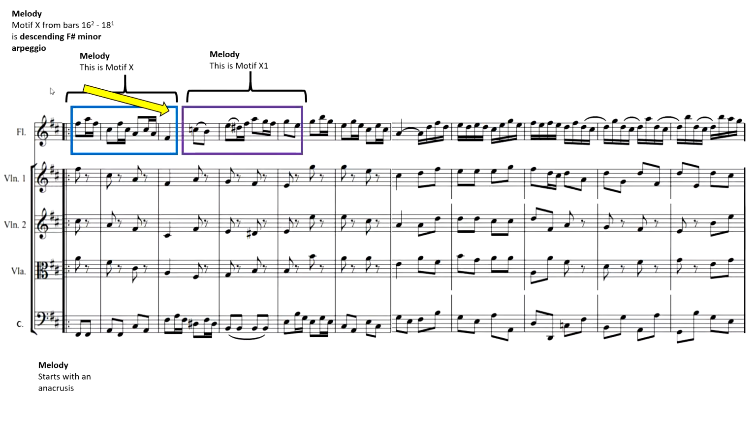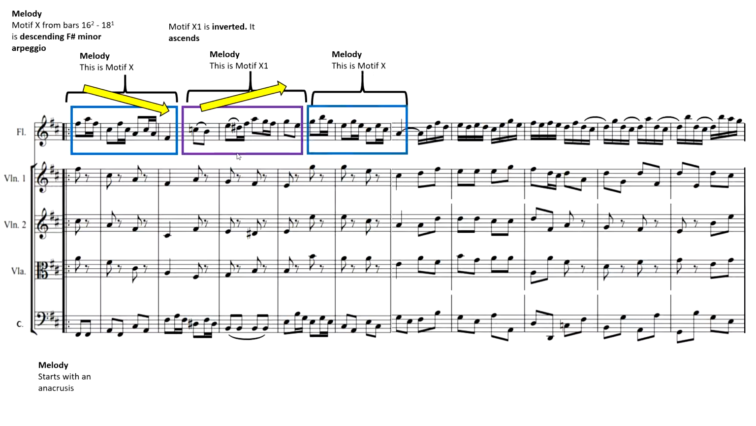Following this is motif X1. We're calling it X1 because he's inverted it, so he's taken aspects of motif X, but now he's started to invert it. So instead of going lower in pitch, descending, he's now going to go higher. So we'll call this motif ascending if we were to describe it. Following this is motif X, and once again we would describe this as a descending arpeggio.